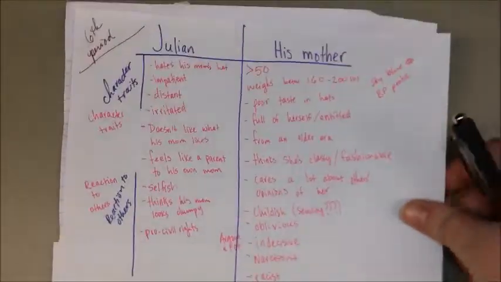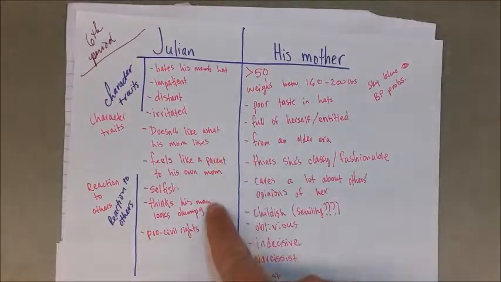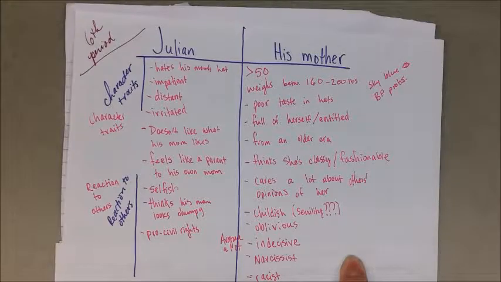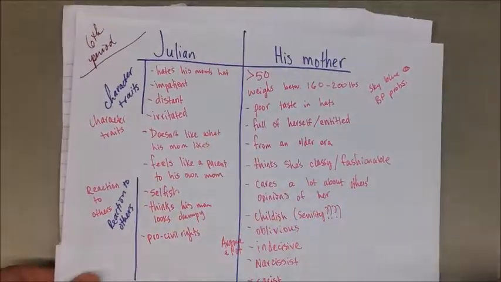Okay, so we've been taking notes on both of our characters, right? We've got Julian, his mother. We have all of these character traits, both direct and indirect, about each character. And you're going to choose one character. So for example, we're just going to start out with Julian.